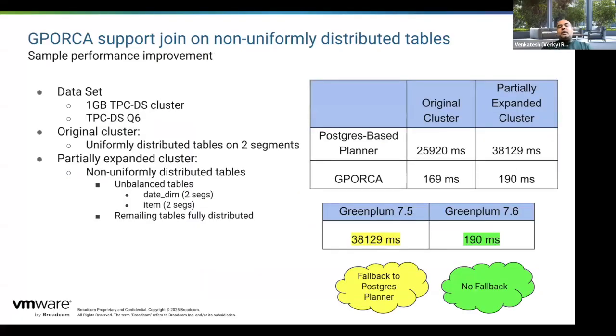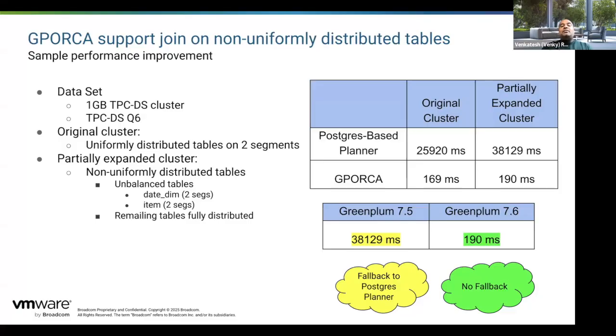Just as an intuition, this is a toy example. It's just 1 GB on two segments. And what we've seen is when we went from two segments to our unbalanced segments, we get a huge amount of performance improvement. It used to take 7.5 the 38 seconds, and now the whole query runs in 190 milliseconds.